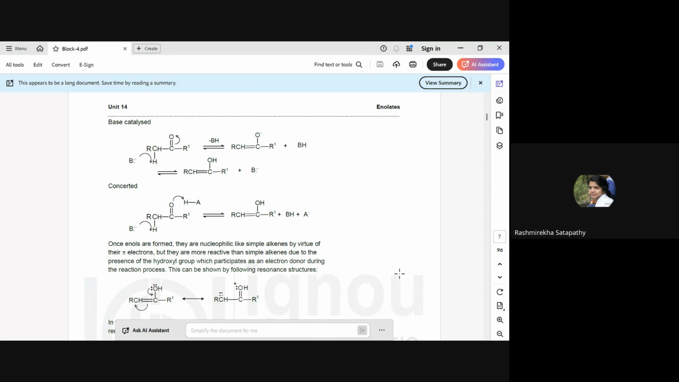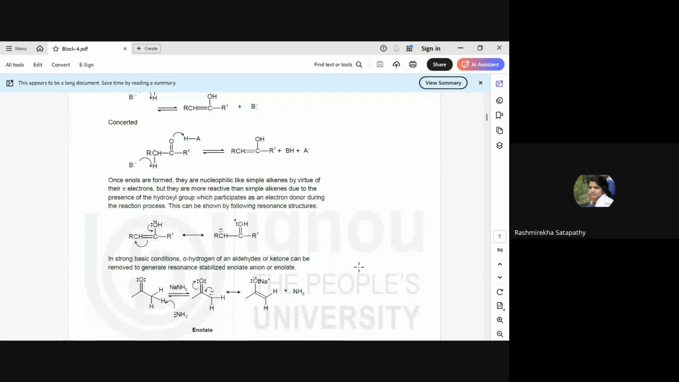Once the enols are formed, they are nucleophilic like simple alkenes by virtue of their pi electrons, but they are more reactive than simple alkenes. So the enol forms are not like simple alkenes. They are very reactive molecules. These enol forms are very reactive due to the presence of the hydroxyl group, which participates as an electron donor.